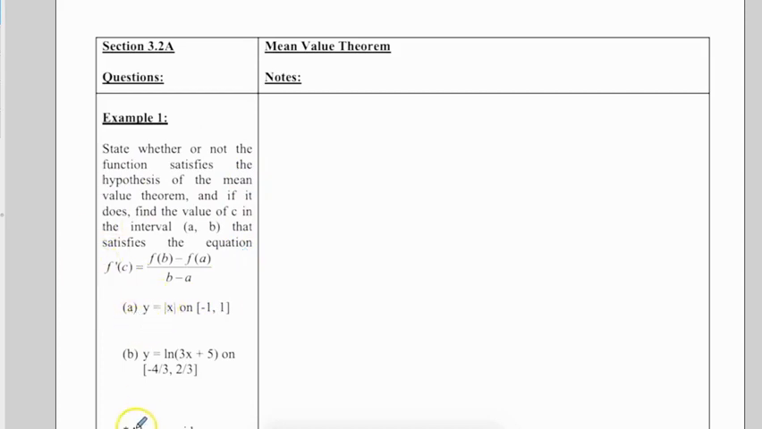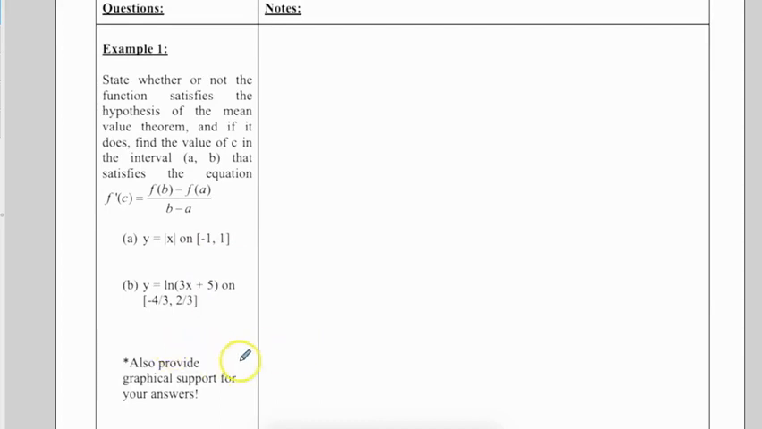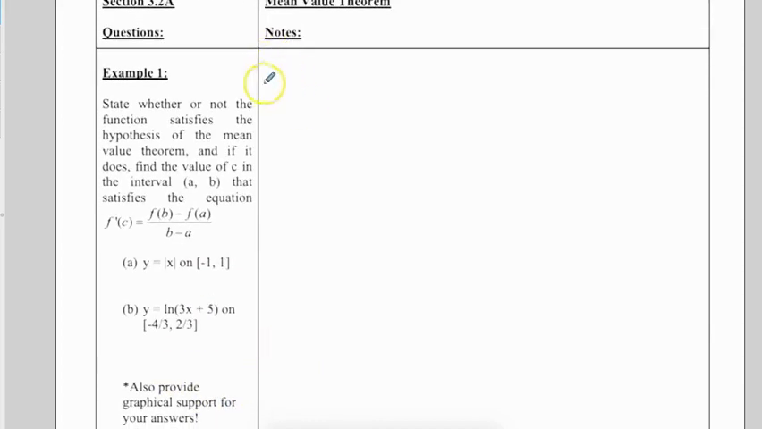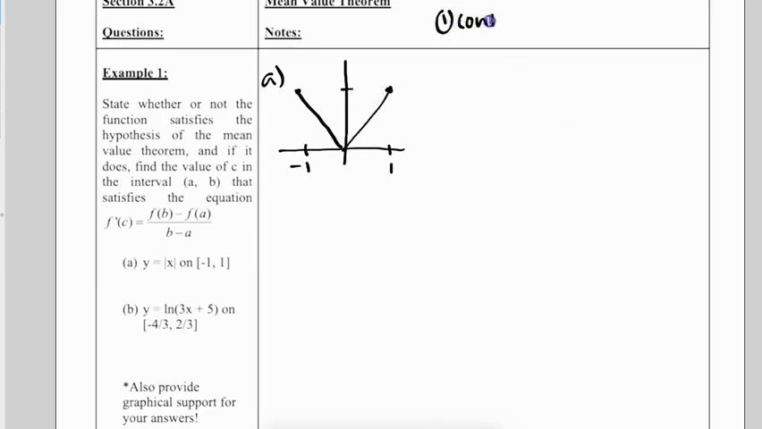So looking at A, we have the function y equals the absolute value of x on our interval -1 to 1. All right, and I think down below it says, provide graphical support for your answers. So looking at A, let's just sketch a little graph of this. Okay, well this is just our parent function of the absolute value function. Okay, we're going from -1 to 1. Okay, well I know that's just going to look something like this. And we're making sure it continues.